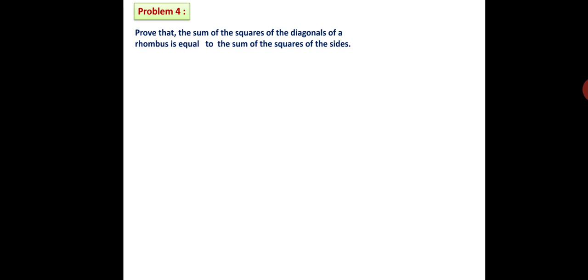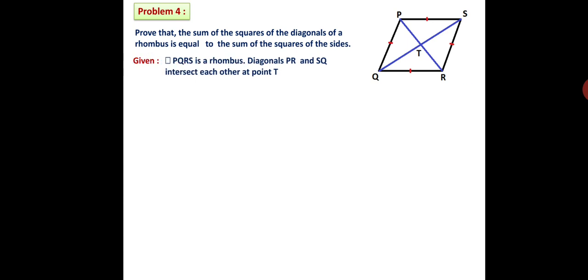Prove that the sum of the squares of the diagonals of a rhombus, this is the rhombus, is equal to the sum of the squares of their sides. So here PQRS is a rhombus, PR and QS are the diagonals, and we know an important property of the rhombus, that the diagonals are perpendicular bisectors of each other. So what is given is quadrilateral PQRS is a rhombus, diagonals PR and SQ intersect each other at point T.